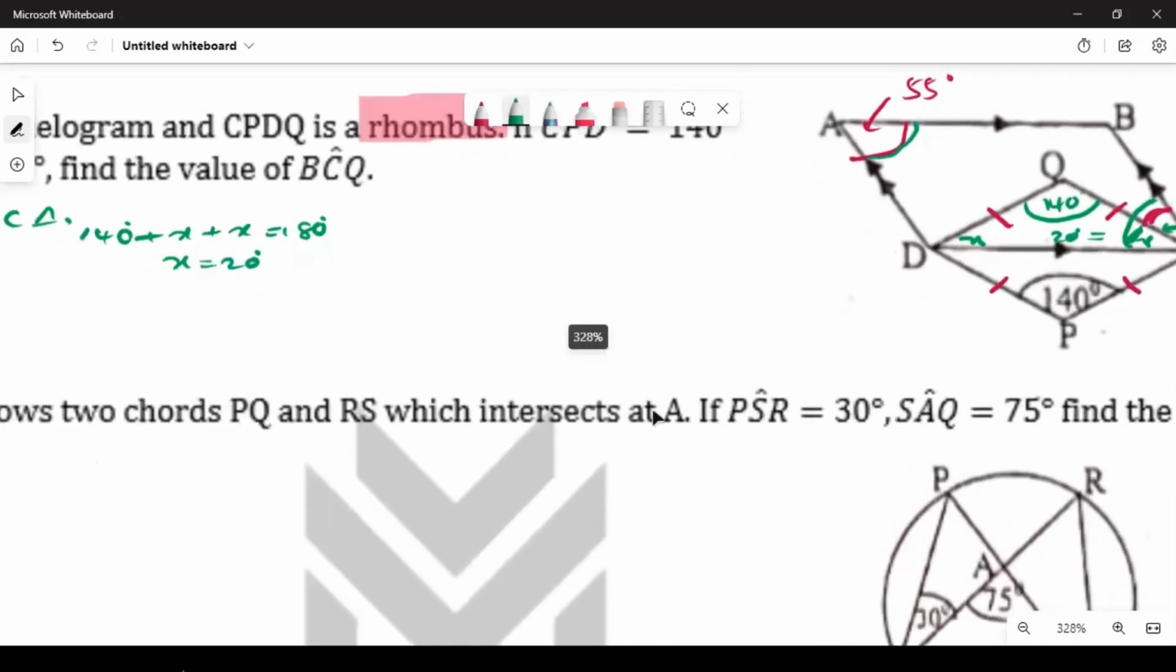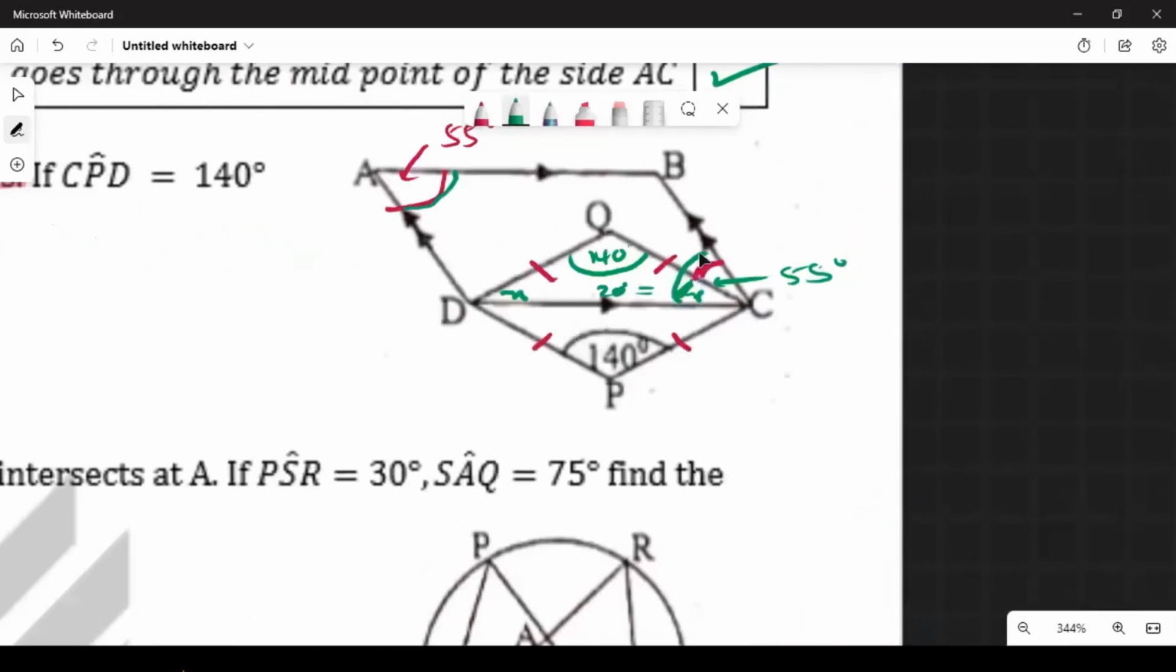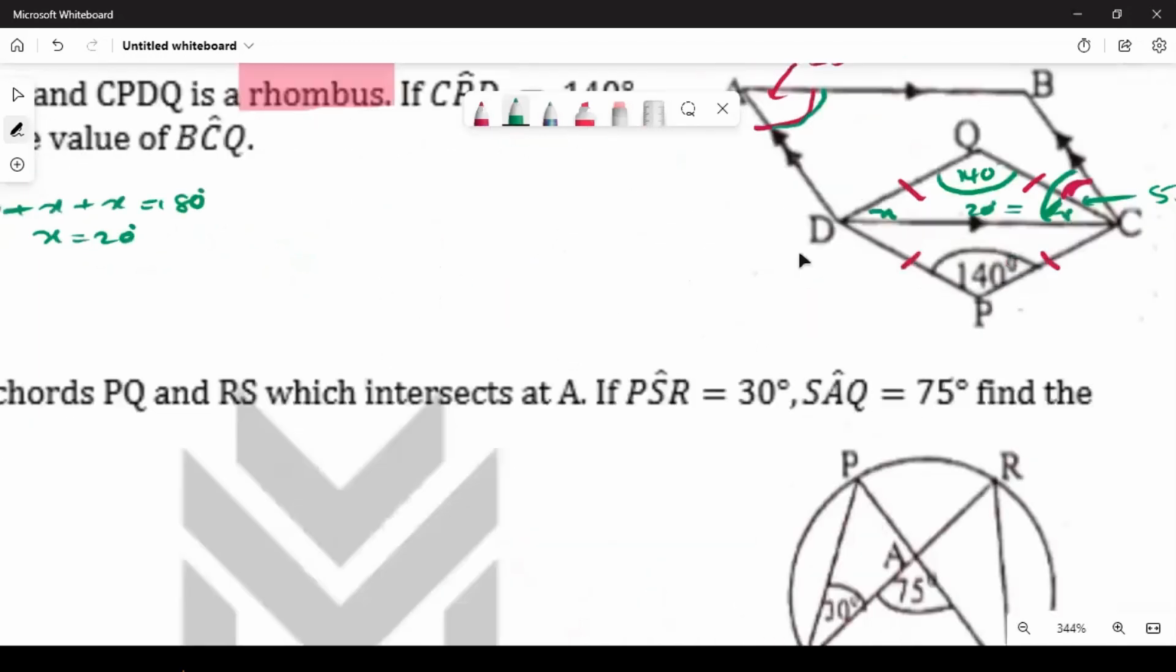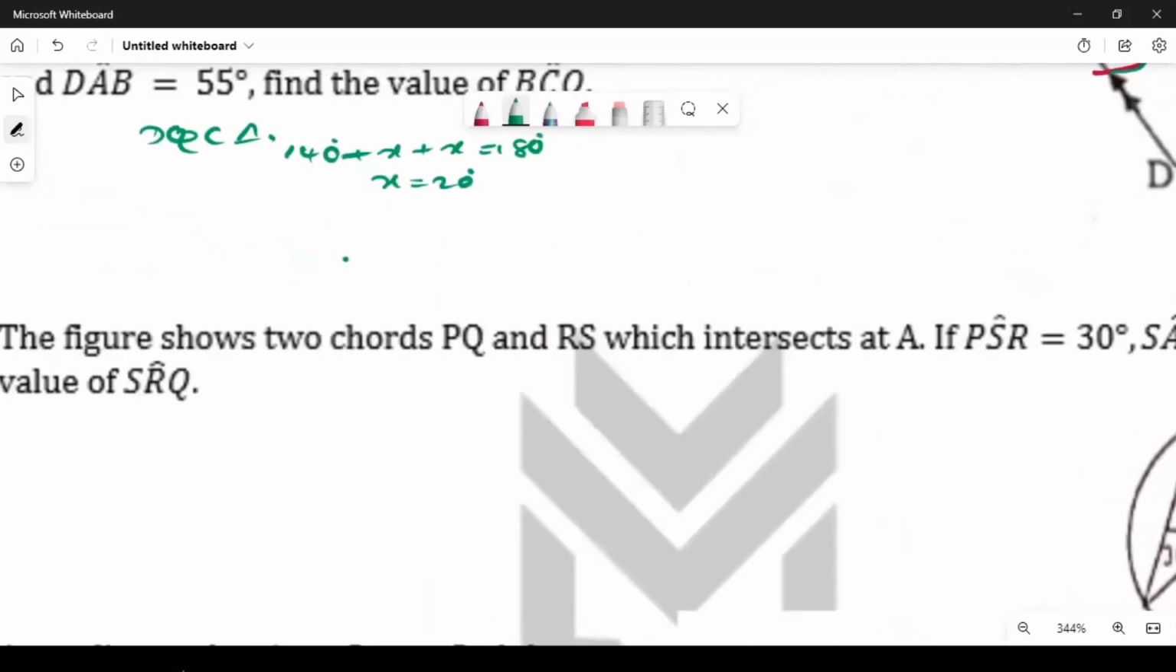We know this entire big angle is equal to 55. This small portion is 20. So what is this BCQ angle? From 55, if you subtract this 20, you can get this small angle's value, which is our target. Therefore, the angle is equal to 55 degrees minus 20 degrees, which is equal to 35 degrees. That's enough.